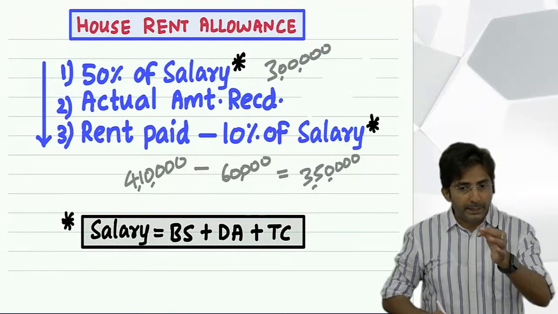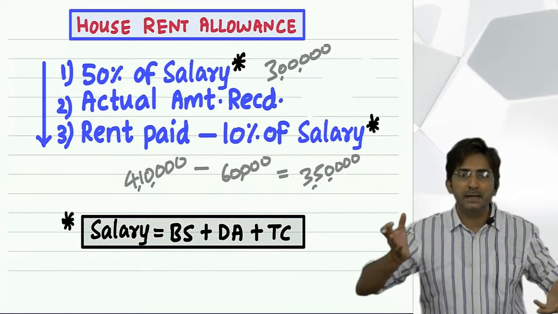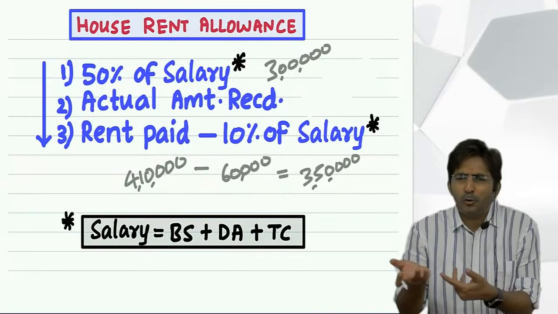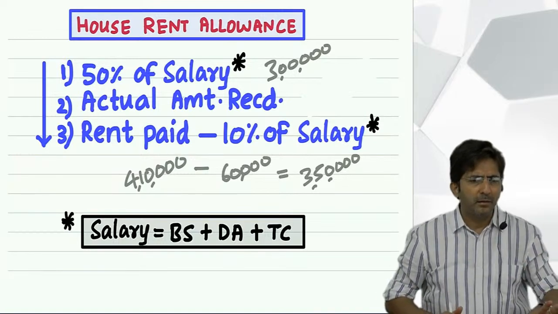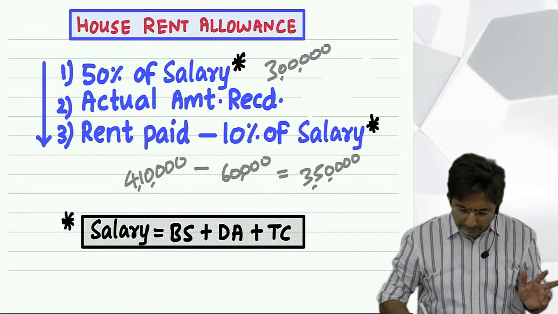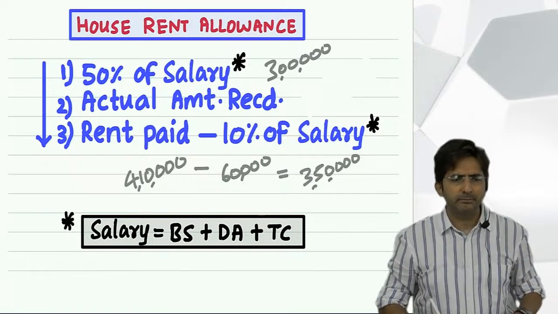And you know, every employee will get this dearness allowance. See, the other allowances which I am teaching, traveling allowance, uniform allowance, some employees might get, some might not get. But in most big companies, every employee will get dearness allowance along with basic. It is a fixed item.